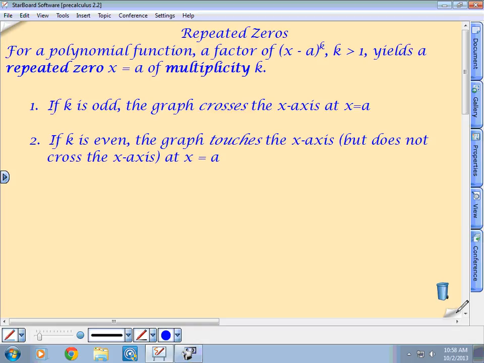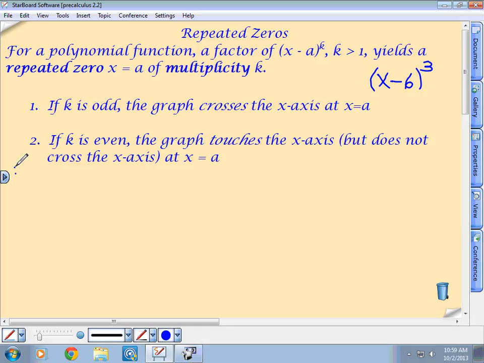So let's pick a number. You can fill in any number, Kelly. Just pick a number. X minus 6. Then pick an exponent there, k. 3. Yeah, 3 is okay. Any number. So if k is odd, which it is, the graph crosses the x-axis at 6.